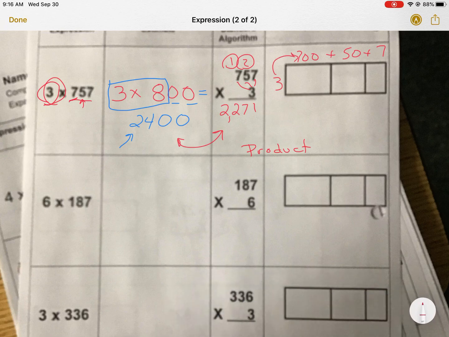3 times 700. Well, 3 times 7 is 21. You have those 2 zeros, 21 hundreds. 3 times 50. Well, 3 times 5 is 15. And then add that 0. So 3 times 50 is 150. 50, 100, 150. So you can count up also and use your multiples. 3 times 7 is 21. So these are my partial products inside my model.